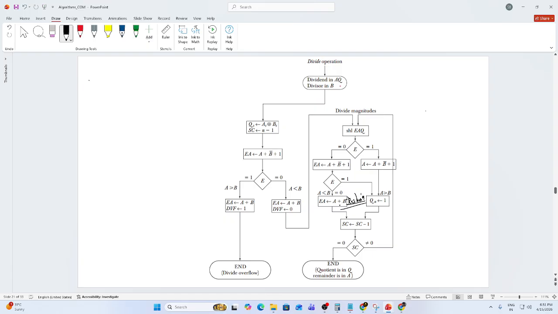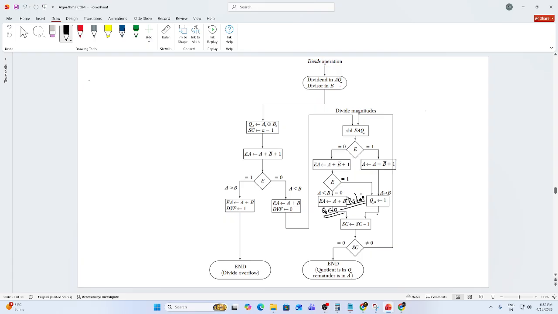So in this case Qn will be 0. By default it will be 0. If it needs to be 1, we make it 1, but in this case Qn is 0, so by default it will be 0. That is why we are not specially representing this Qn equal to 0. Then we decrement the count and proceed with the algorithm. So this is the division algorithm. Finally after the iterations, we get the quotient in Q and the remainder in A.